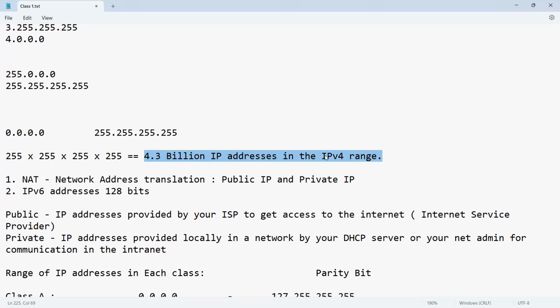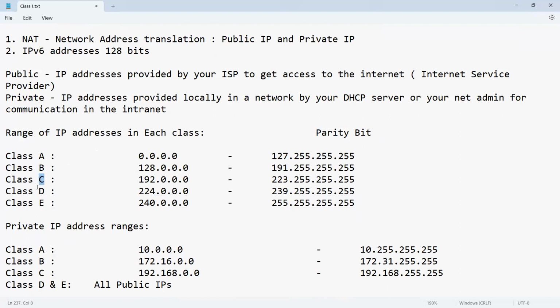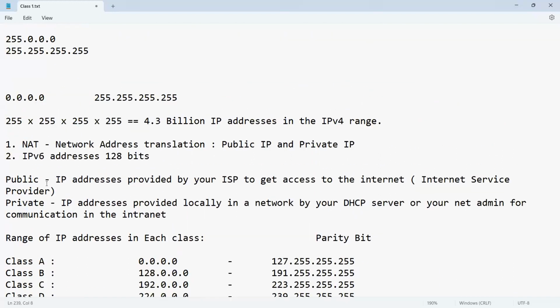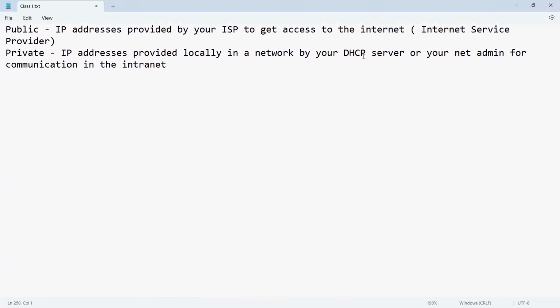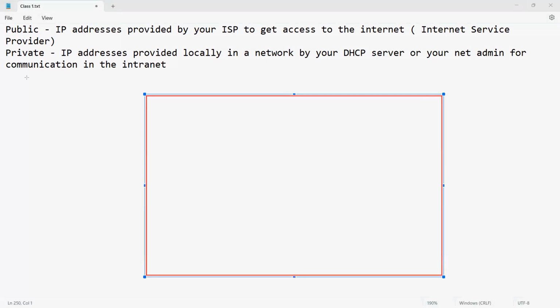Solution number 1 is called NAT, which stands for Network Address Translation. What it basically means is that you have divided these 4.3 billion IPs into something called classes, class A, B, C, D, and E, and then into something called public and private IPs. If I show you this with a diagrammatic representation, this is how your 4.3 billion IPs are categorized. Let's say this huge box here represents the 4.3 billion IPs in the IPv4 range.